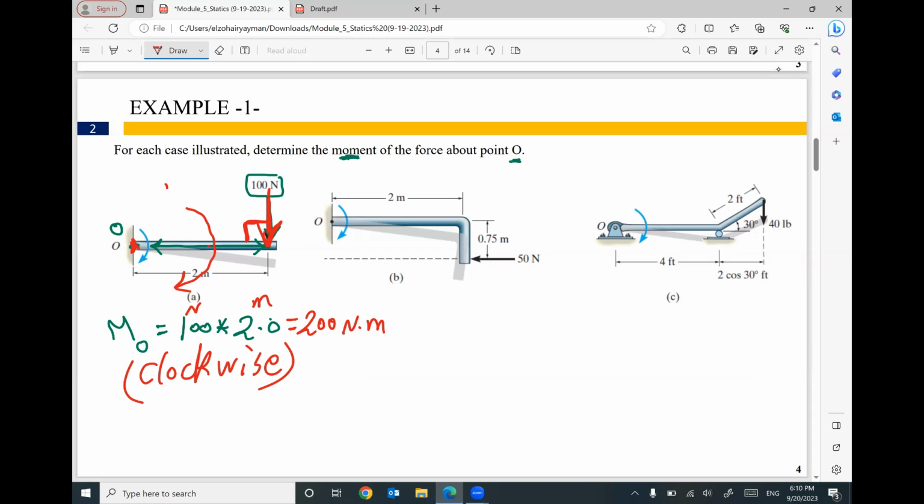The value of the moment is 200 Newton meter. The direction of the moment is clockwise. Direction means this force intends to rotate around point O clockwise. That makes sense? Anybody has any question?